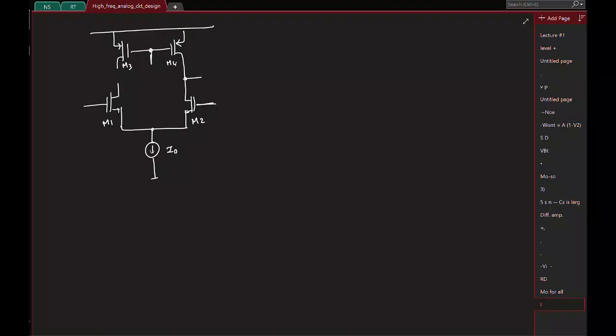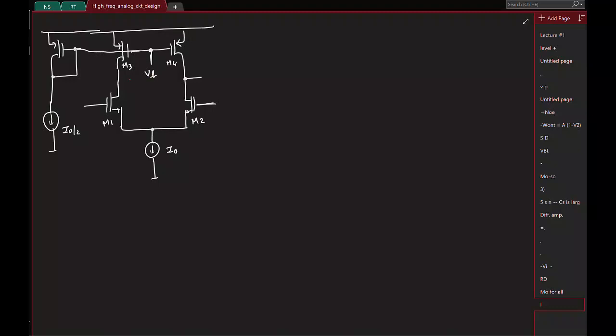And one easy way to do it is basically take, say, current I0 by 2, pass it through an identical PMOS transistor, put it in feedback like this. With this you can get the required gate voltage to carry the current, and then you can connect it. Fine. So I'm saying this is one way to obtain this gate voltage, right?